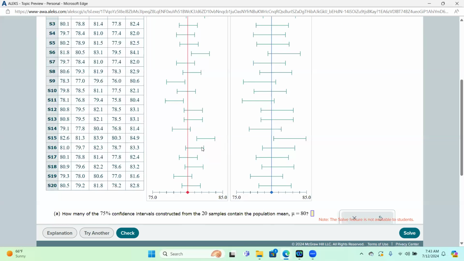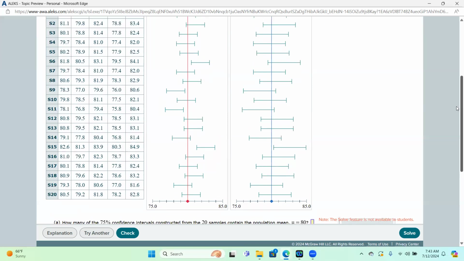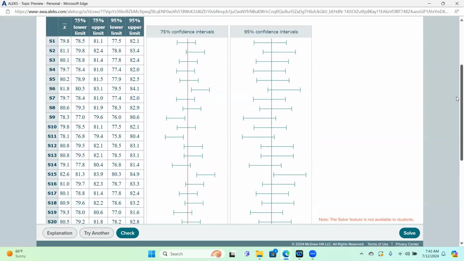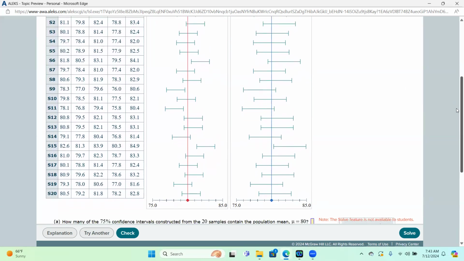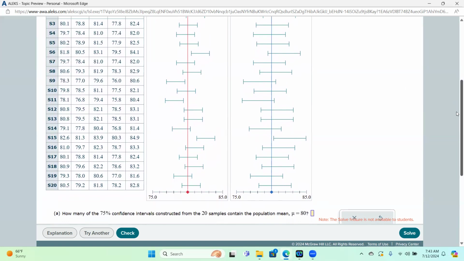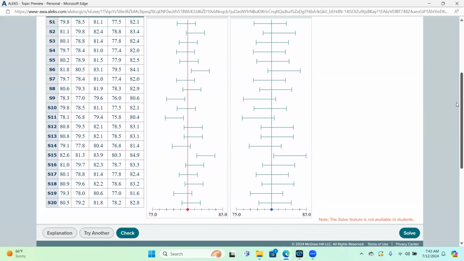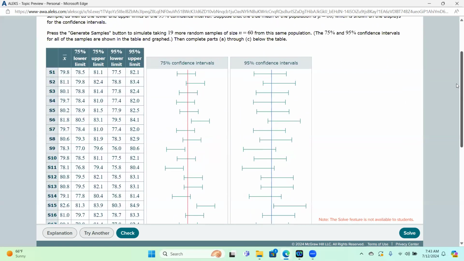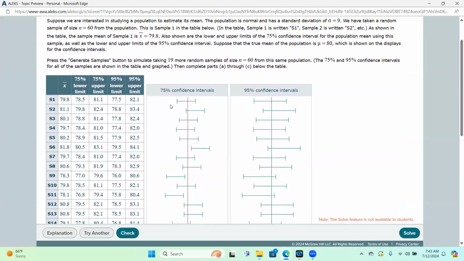So here's one here, I'm circling. Here's one, that's the second one. There's a third one that's not containing it. There's a fourth one. And then let's scroll up. So it looks like there's 1, 2, 3, 4 that do not contain the true mean, which is not quite 25%, but that's okay because it's an approximation.